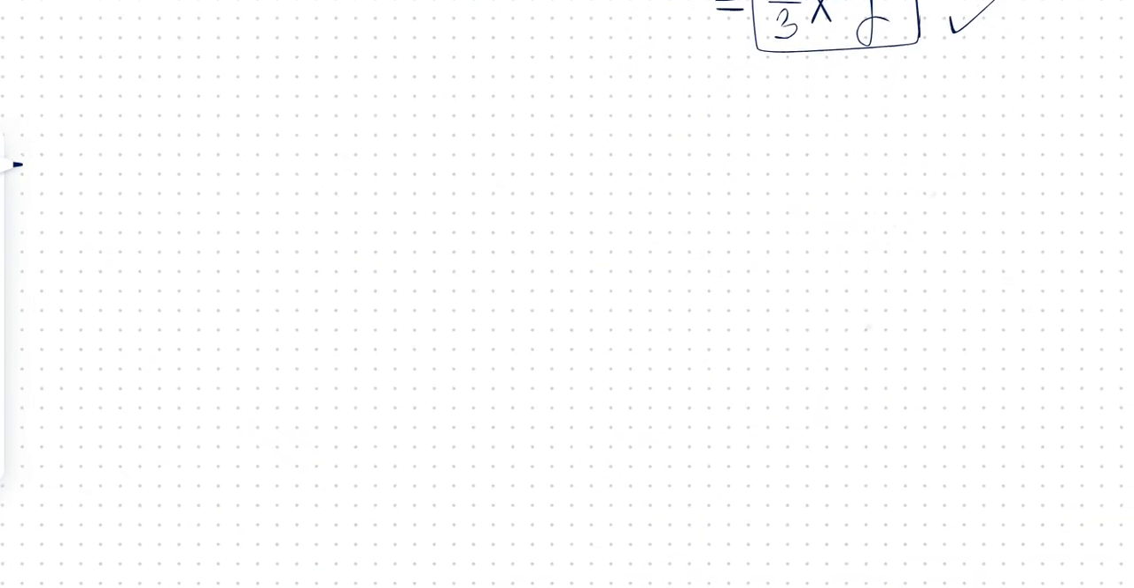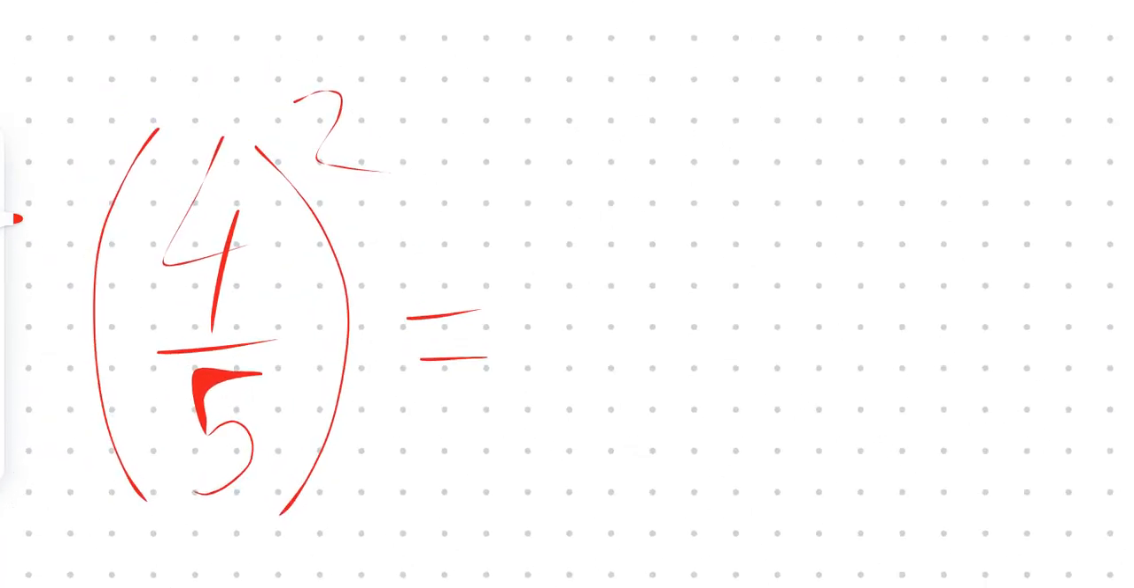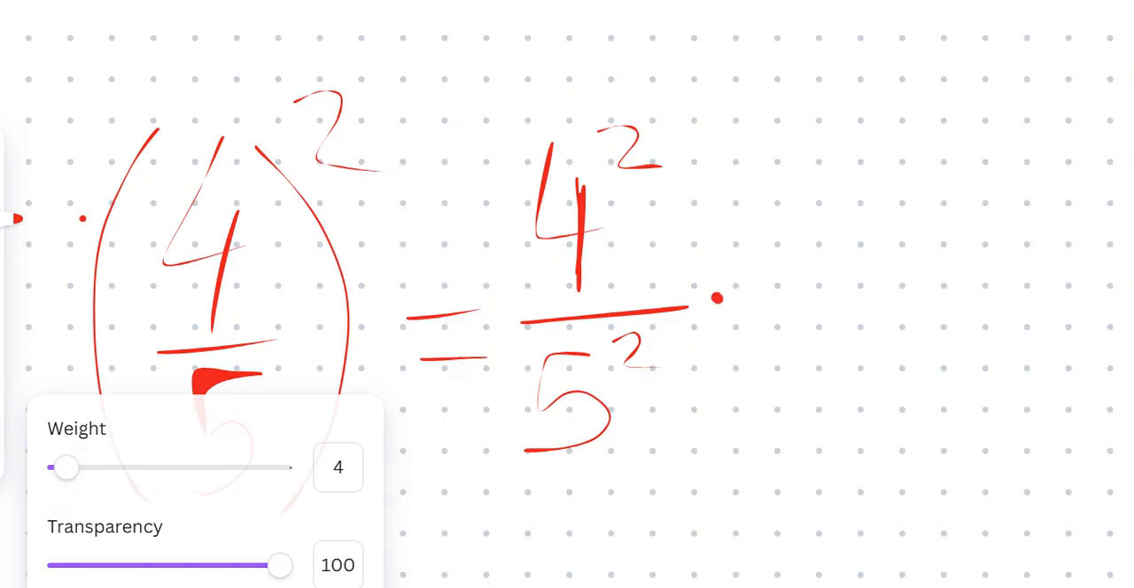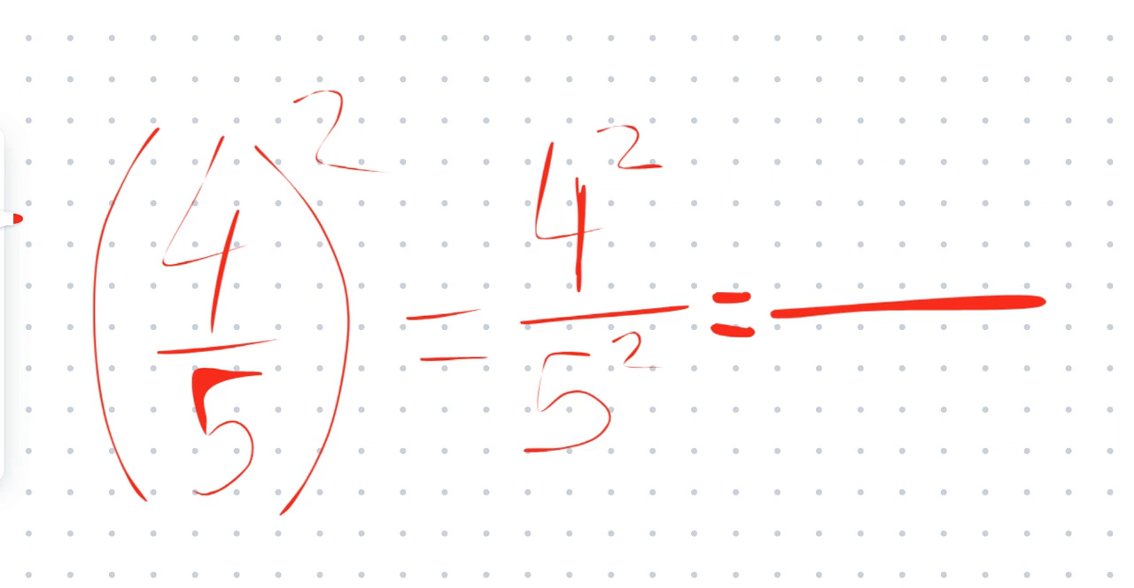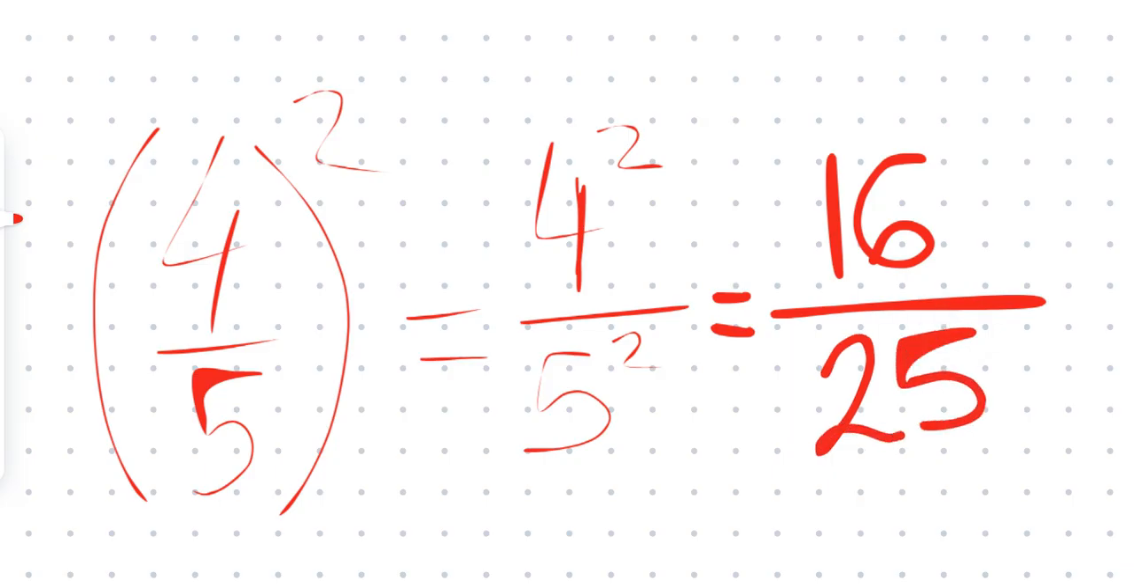Alright, let's play with the two rules that we basically introduced today. So, if we say, for example, 4 over 5, and then everything to the power of 2. The way we solve this is, first of all, what do we have in the numerator? 4 to the power of 2. And then in our denominator we have 5 to the power of 2. 4 to the power of 2 is 16. 5 to the power of 2 is 25.